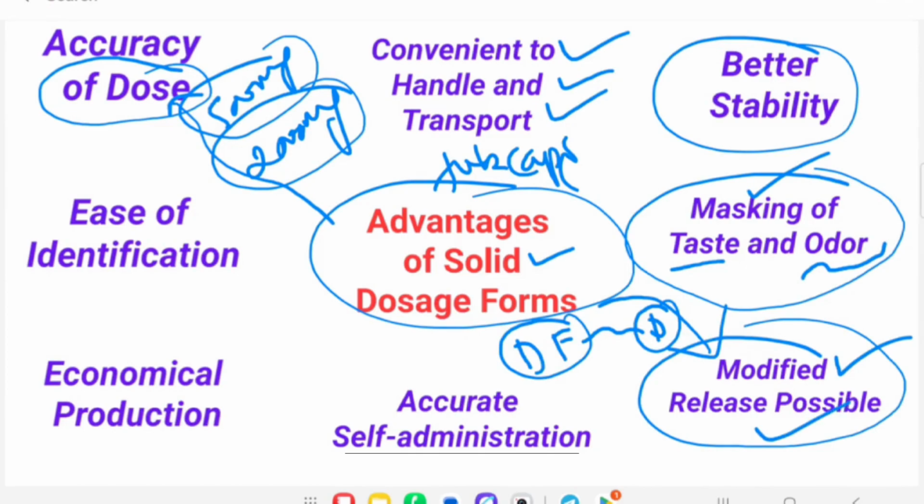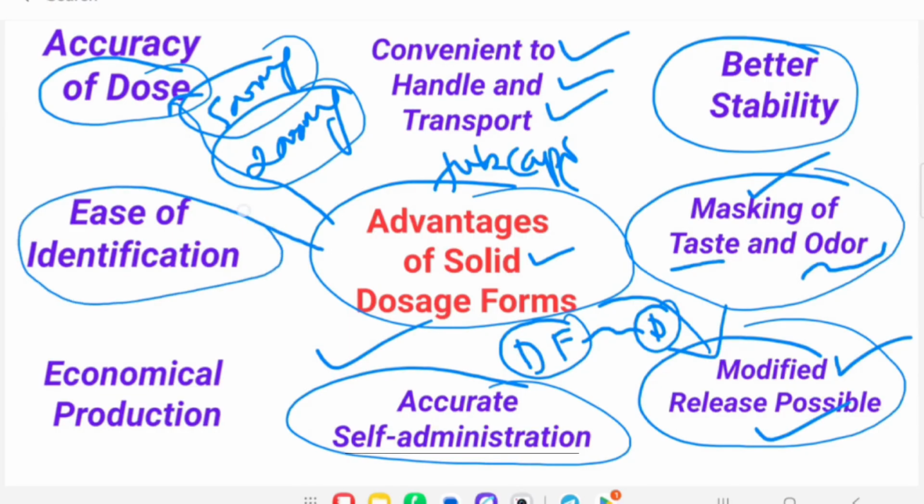Then accurate self-administration. Here self-administration is possible; there is no requirement of any skilled or trained person. Then ease of identification, because tablets are available in different colors, so we can easily identify which type of tablet or which drug it is. So there is no confusion when we take two or three tablets simultaneously, because of the different colors we can easily identify the drug or dosage form.